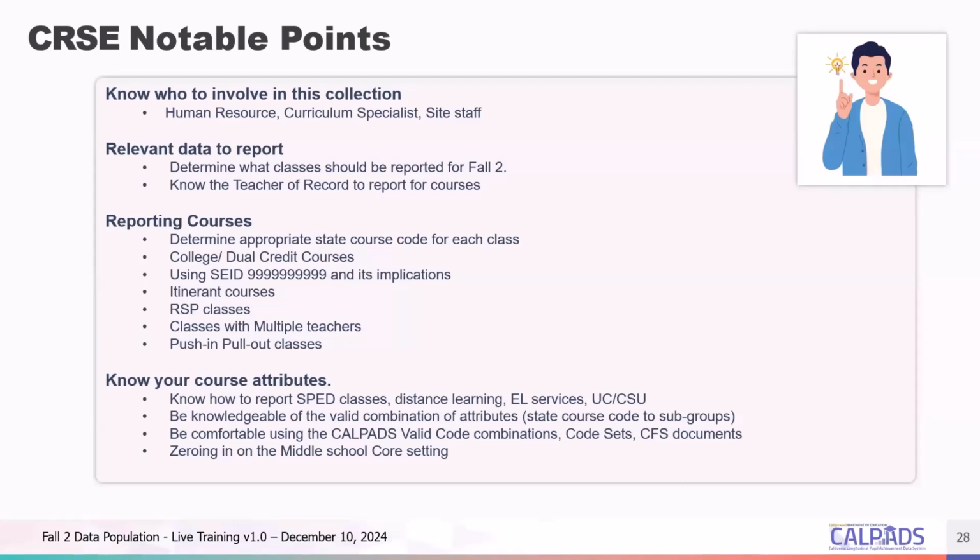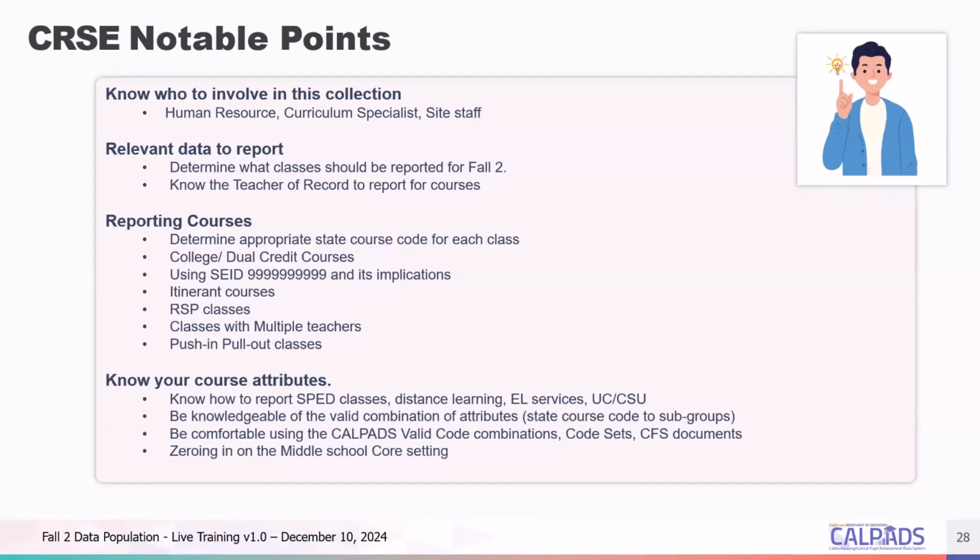College and dual credit courses are reported in CALPADS. However, college professors are not required to have SEIDs. So a generic SEID of all nines is used in course section records in these cases. You are able to use a generic SEID of all nines when the teacher of record for a course is not employed by your LEA. However, use of a generic SEID of all nines will automatically trigger a misassignment in CalSAS.